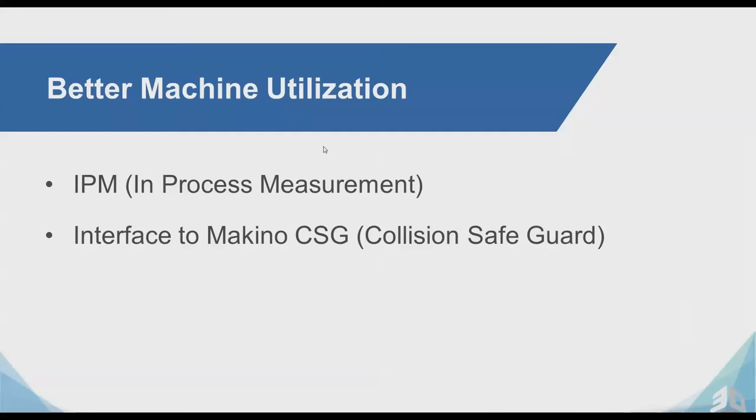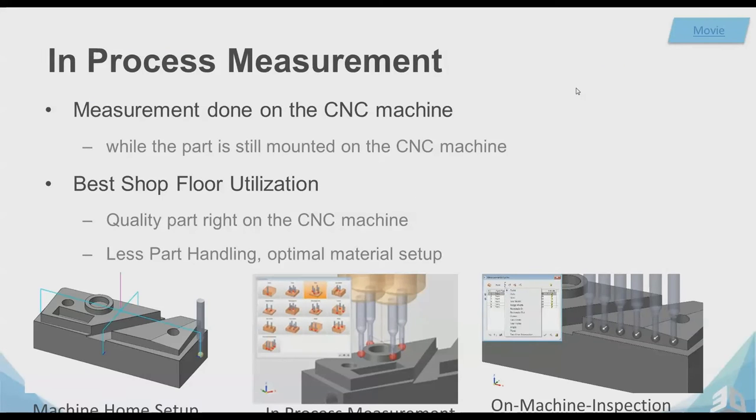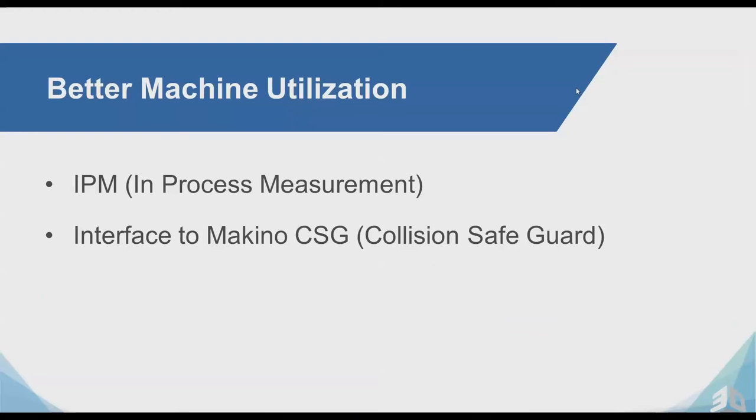Better machine utilization. We have in-process measurement and interface to Makino. Machine utilization today is a very strong issue because the machines are expensive and on the shop floor, we want to minimize handling of heavy jobs between machines and operations.